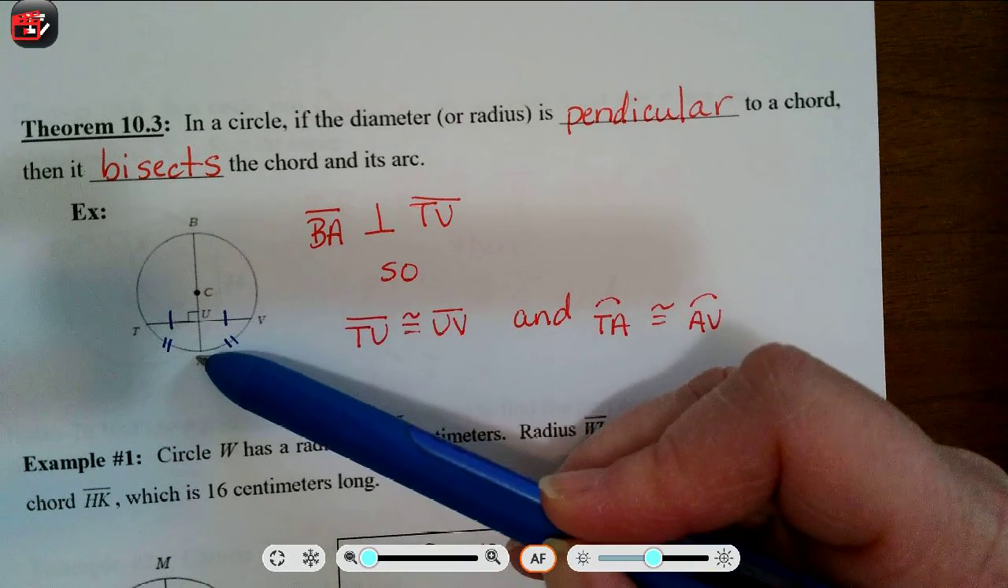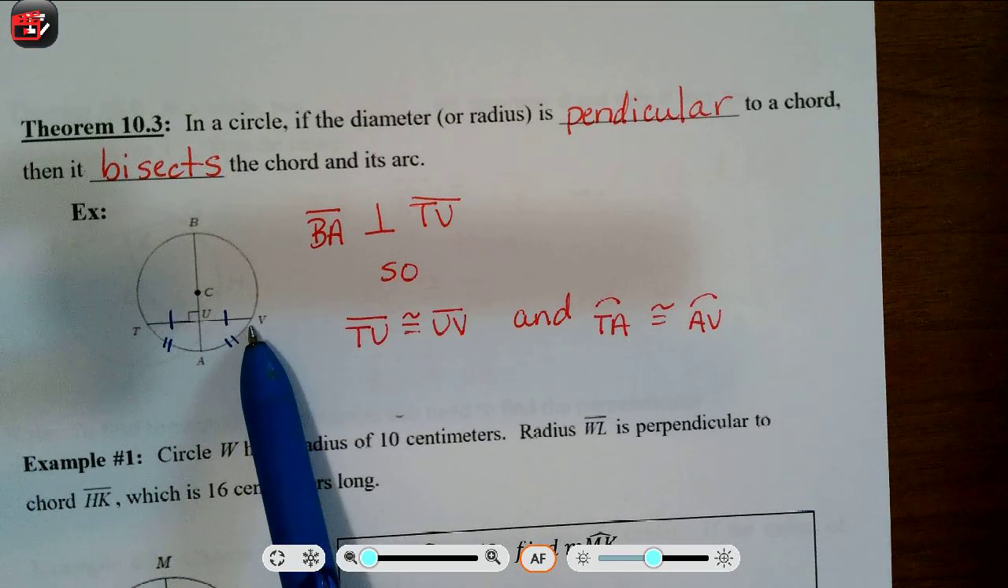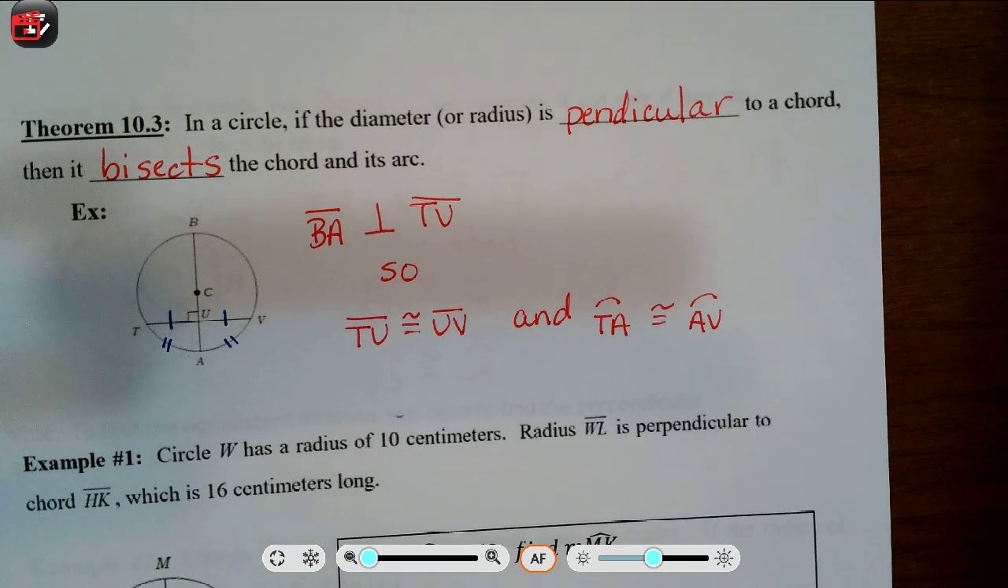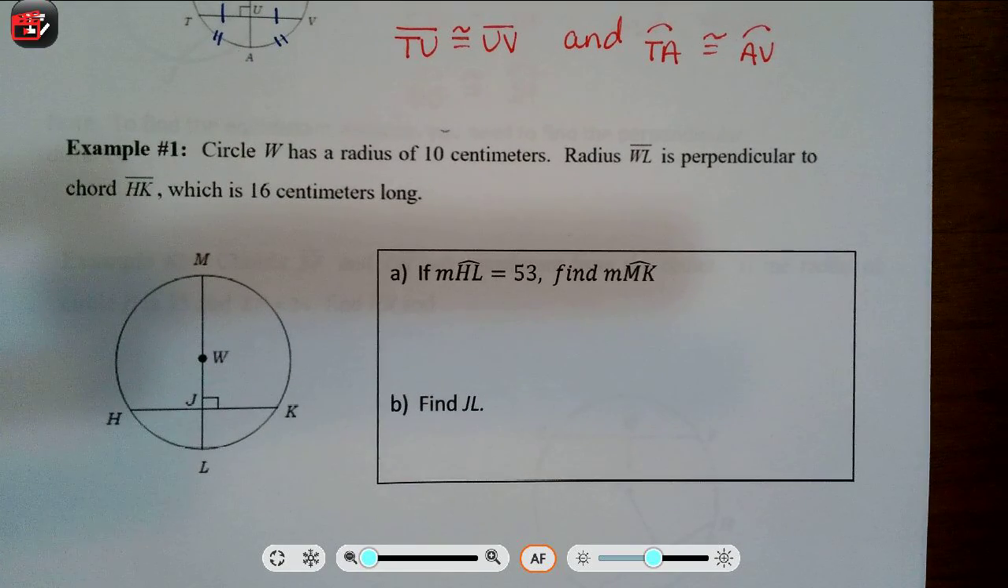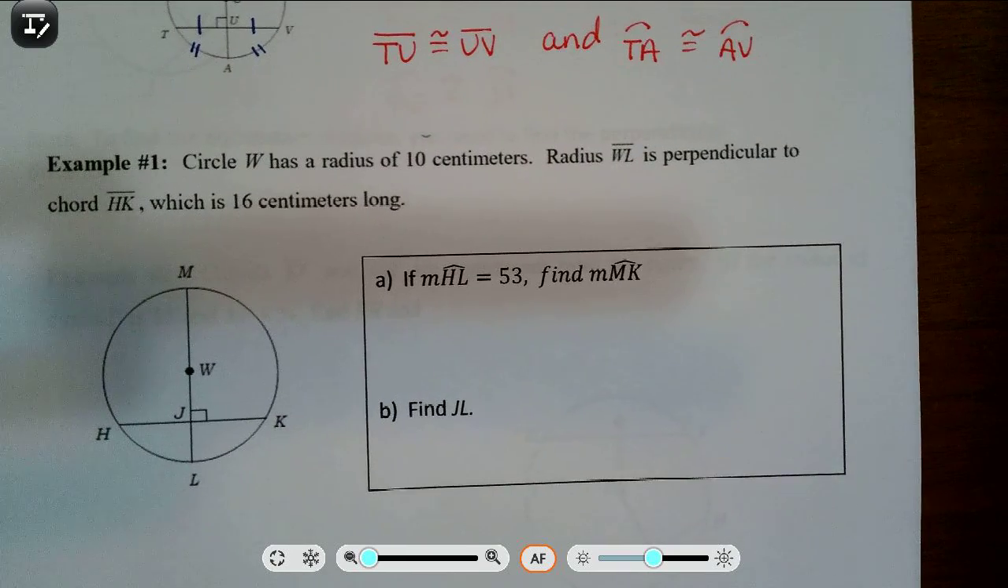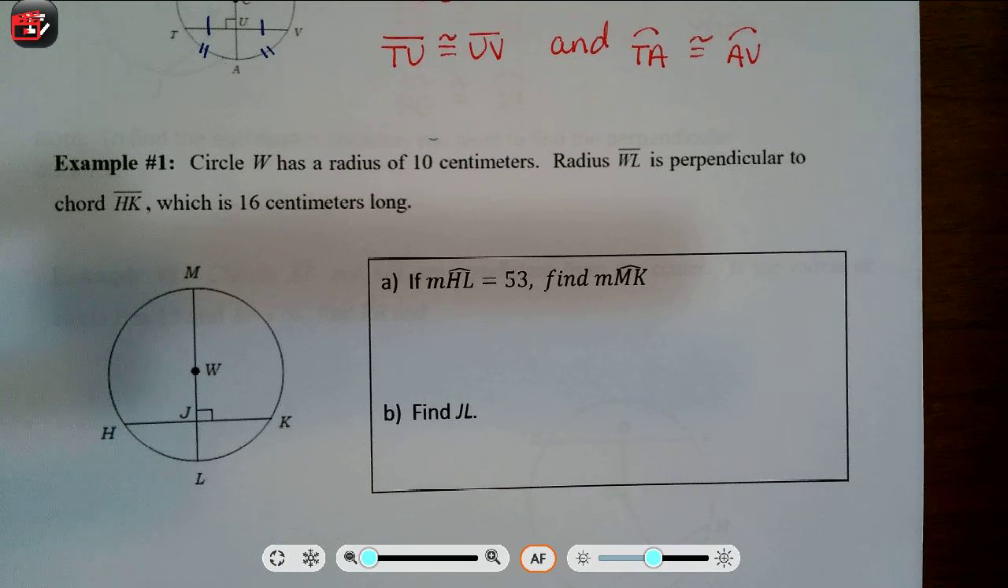If I have a diameter or a radius that is perpendicular to a chord, then it bisects both the chord and the arc. So let's look at an example of what we can do to solve here. We are given circle W. The radius is 10 centimeters. The radius WL is perpendicular to the chord HK, and HK is 16 centimeters long.